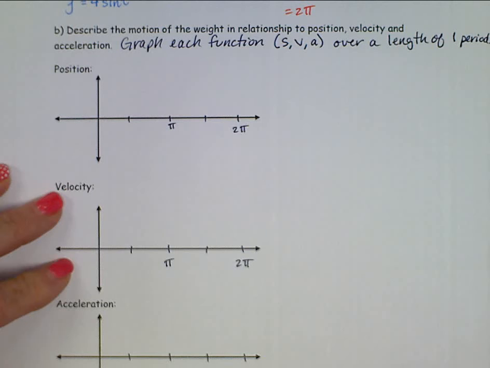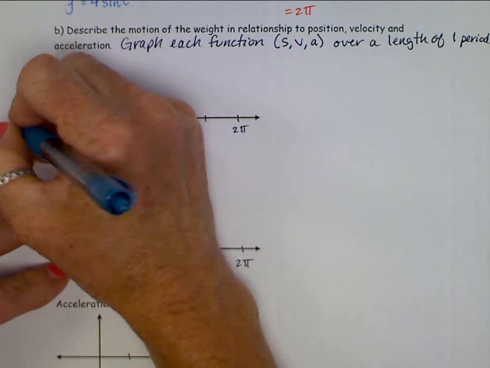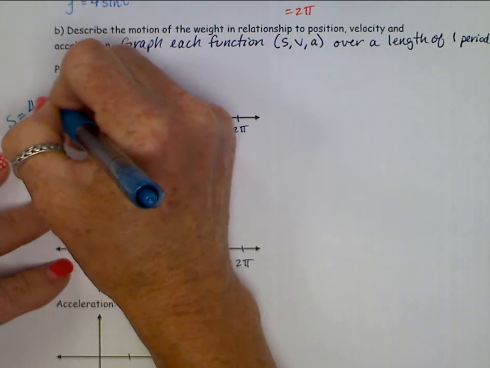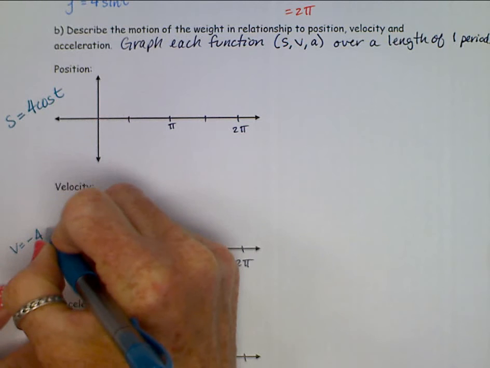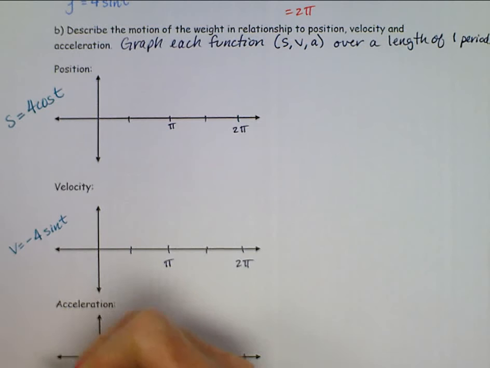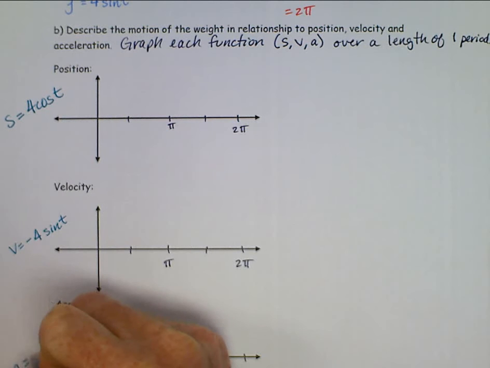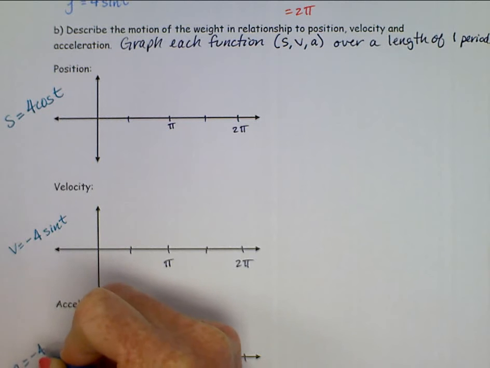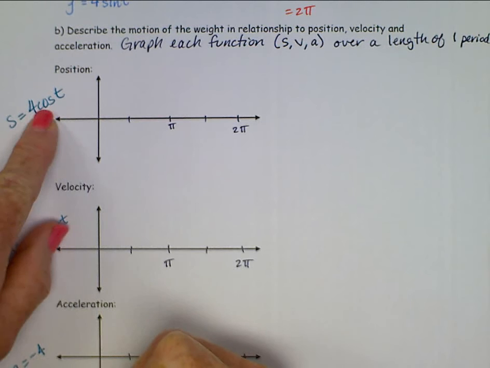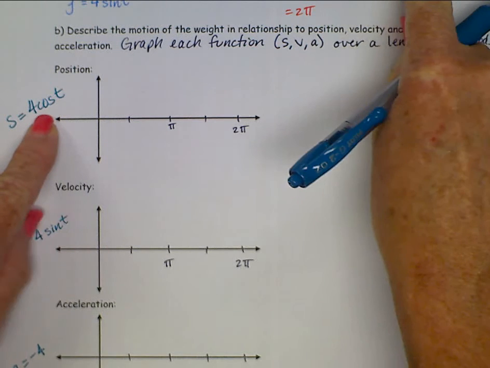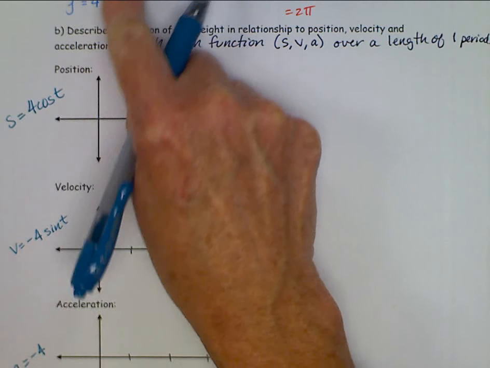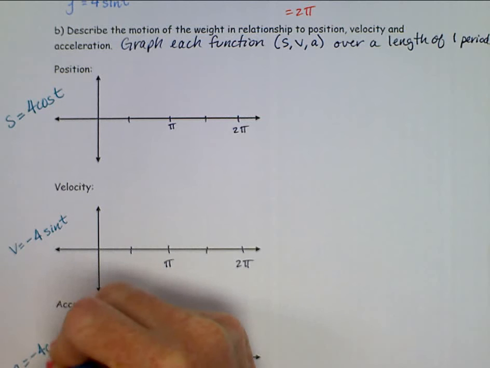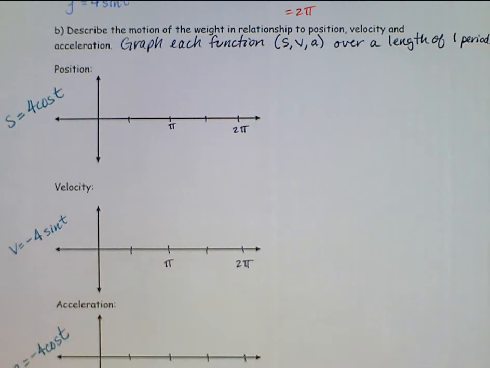The position function here is 4 cosine t. Velocity is negative 4 sine t. And acceleration is negative 4. Oh, did I goof this up? I certainly did. S is 4 cosine t. That's correct. Velocity is negative 4 sine t. That's right. And acceleration, negative 4 cosine t. Sorry, I thought I goofed it up, but I didn't.